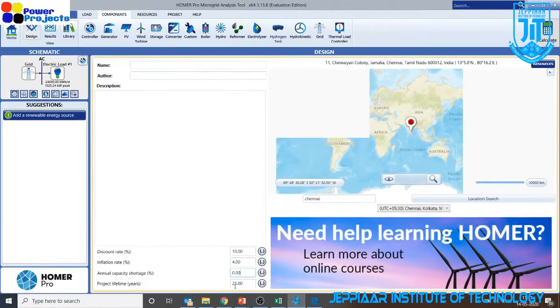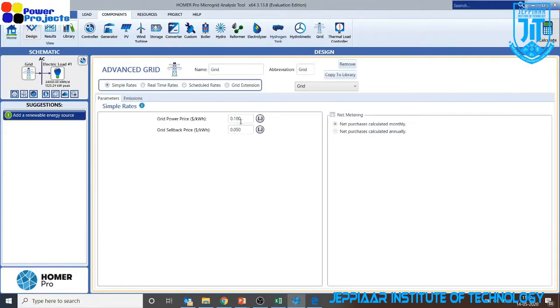And what's the project lifetime? Is it 20 years or 25 years that you can give? So first I have selected a location. I have selected the interest rate, the inflation, and the annual capacity shortage. I have assumed it is 0% right now, and project lifetime I have assumed to be 25 years. I have added a grid, but the grid price is in dollars, so I want to change that price into INR, Indian rupee, because the project is in Chennai.